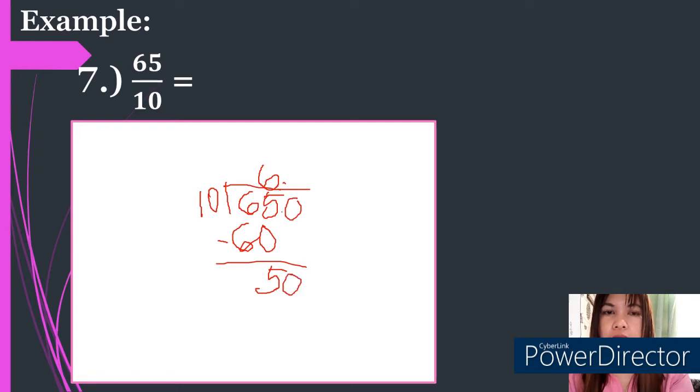0. So, 50 divided by 10 magiging 5. Then 5 multiplied by 10, we have 50. Then subtract 50 minus 50, meron tayong 0. So therefore, 65 tenths change to decimal, we have 6.5. Okay.